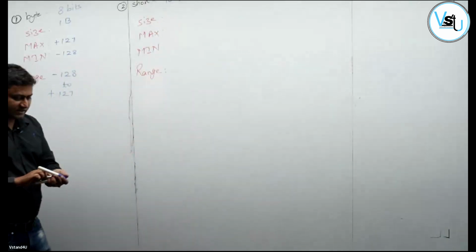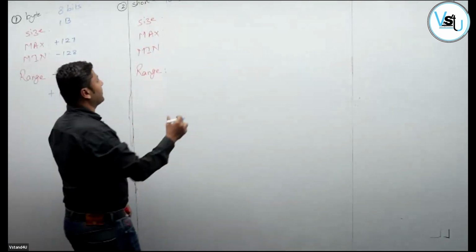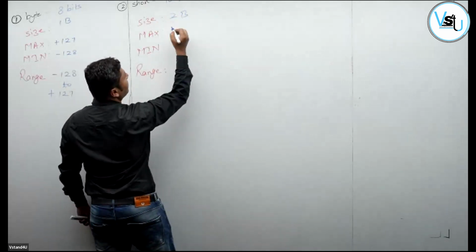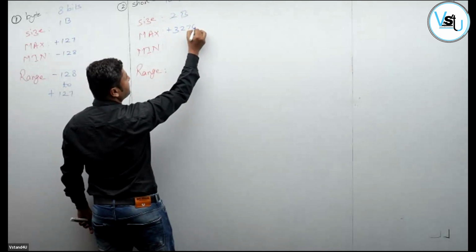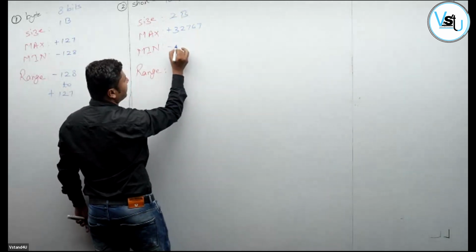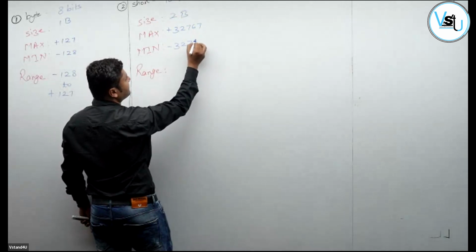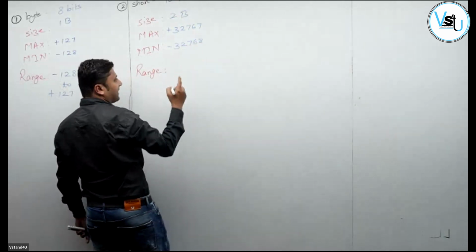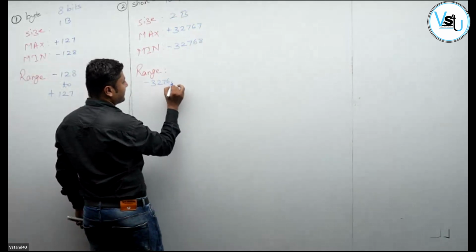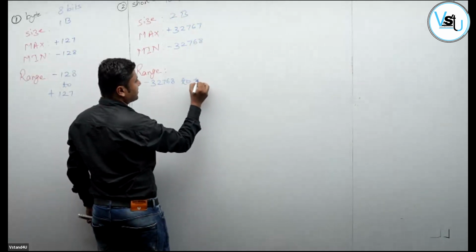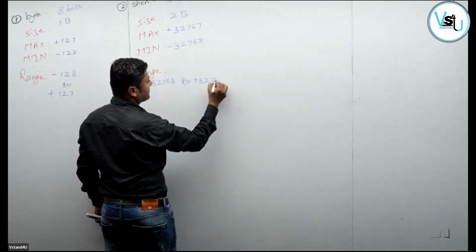What is the size of short? Very good, 2 bytes. Maximum number is positive 32767, minimum is negative 32768. In that case, the range will start from minus 32768 to positive 32767.